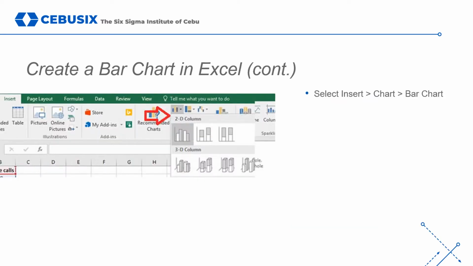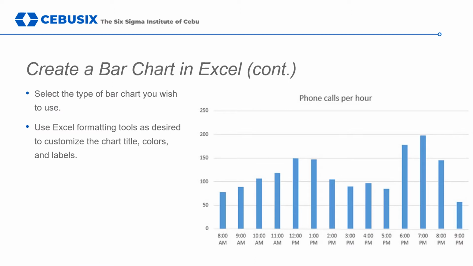Up at the top, go ahead and select the Insert tab, and from there you can choose Charts. Now, you can choose any bar chart you want to create. In the example, we choose a standard vertical bar or column chart, but you can also choose a 3D chart, a horizontal, or any form of bar chart you want.